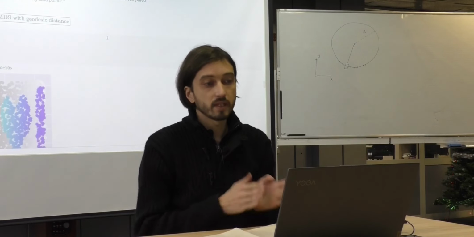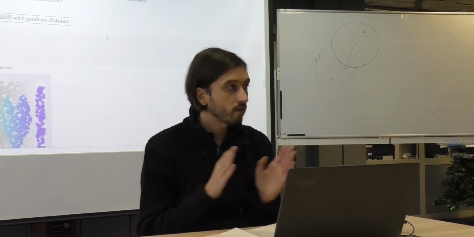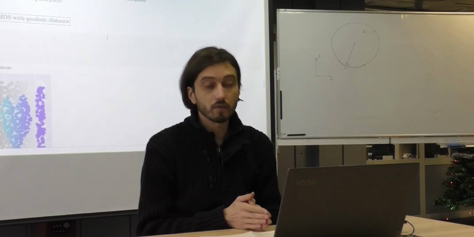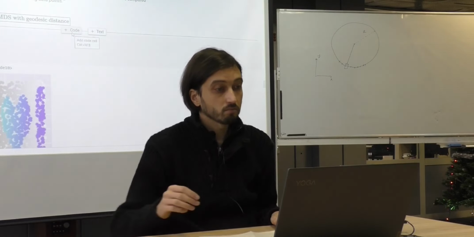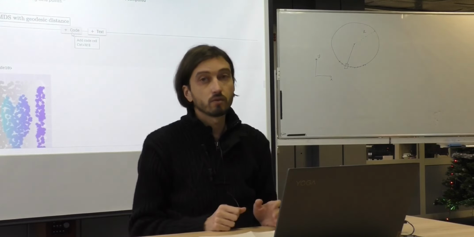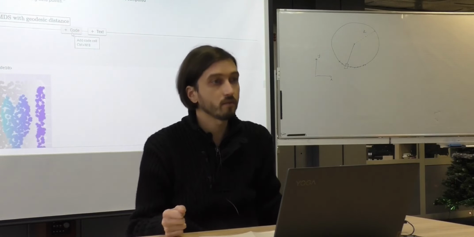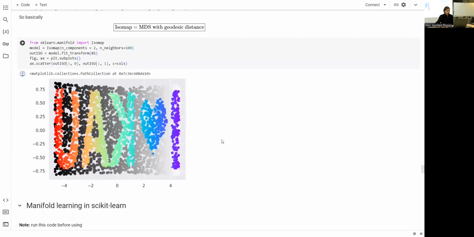Isomap is basically MDS with some sort of geodesic distance. So once again, if you ever study, I don't know, gravity or something like that, you will most certainly see some sort of geodesics. So it's MDS with geodesic distance, an estimate of the geodesic distance on the manifold. And then we are trying to do that MDS. And here is the result, and you see that Isomap is able to perform that unwrapping.